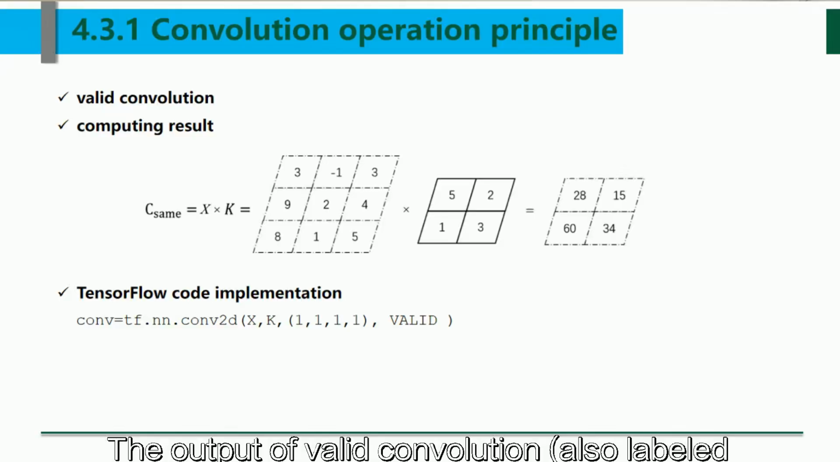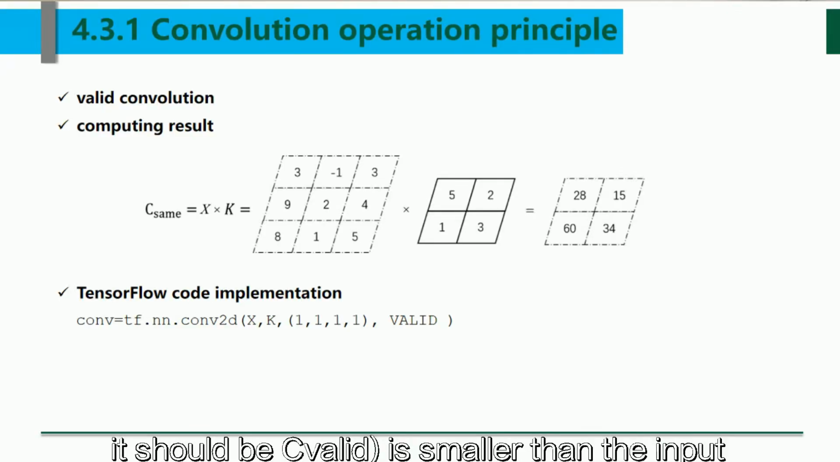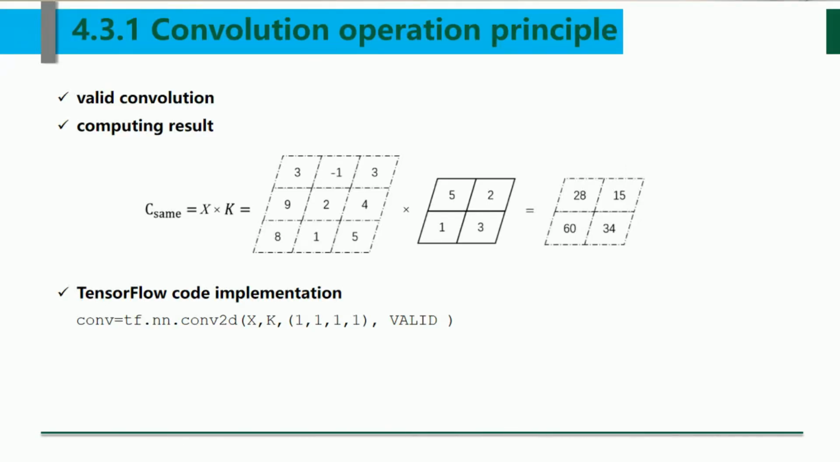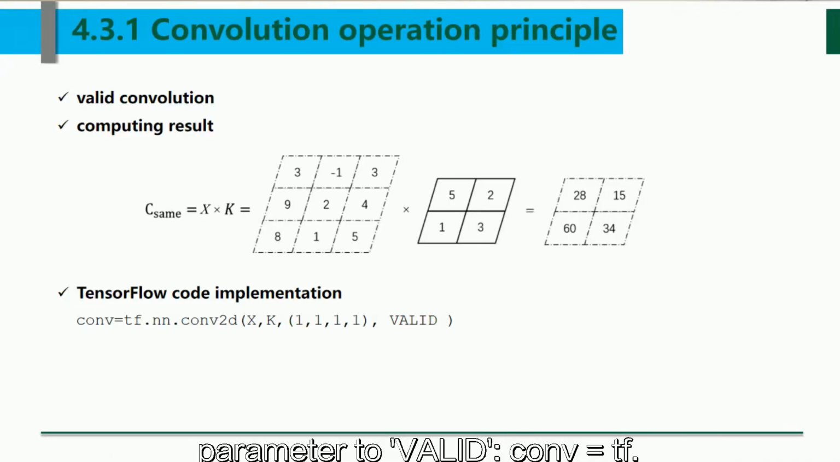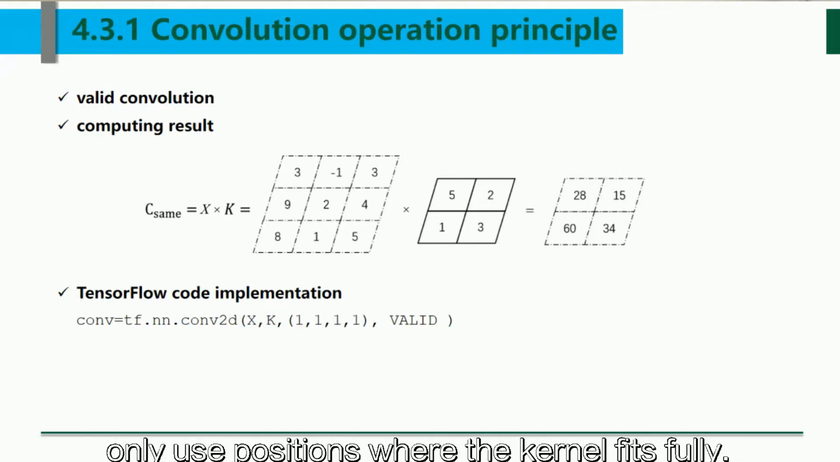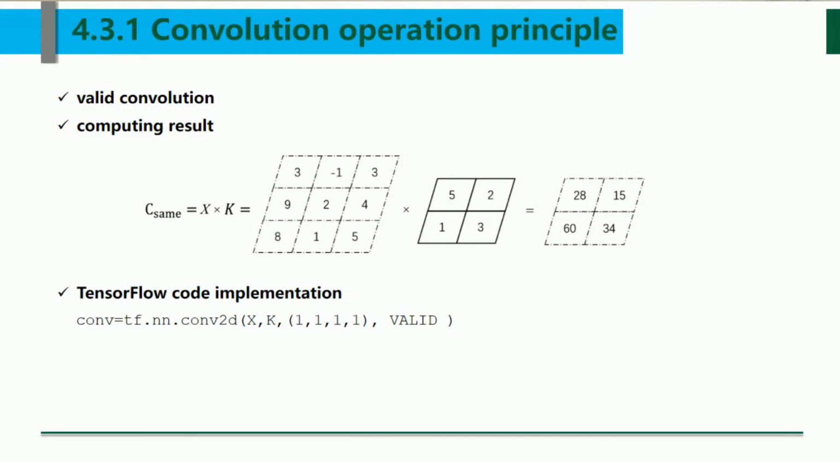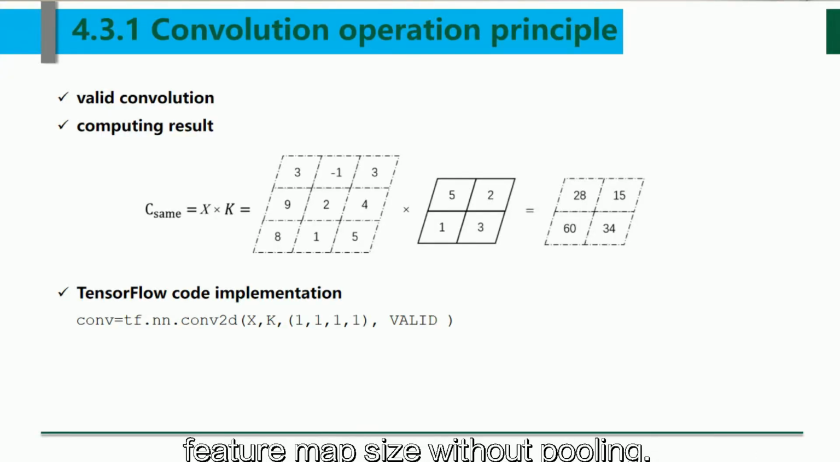The output of valid convolution, also labeled same on the slide, note this is a typo. It should be k valid, is smaller than the input, since we only use full kernel coverage. TensorFlow code: just change the padding parameter to valid. conv = tf.nn.conv2d(x, k, [1, 1, 1, 1], 'VALID'). This tells TensorFlow not to add any padding, only use positions where the kernel fits fully. This type is useful when you want to reduce the feature map size without pooling.